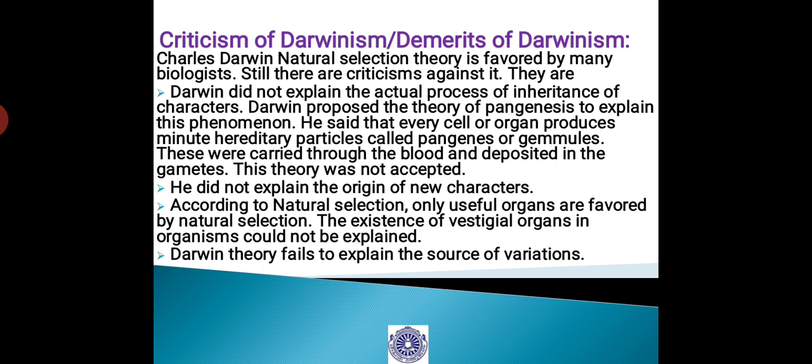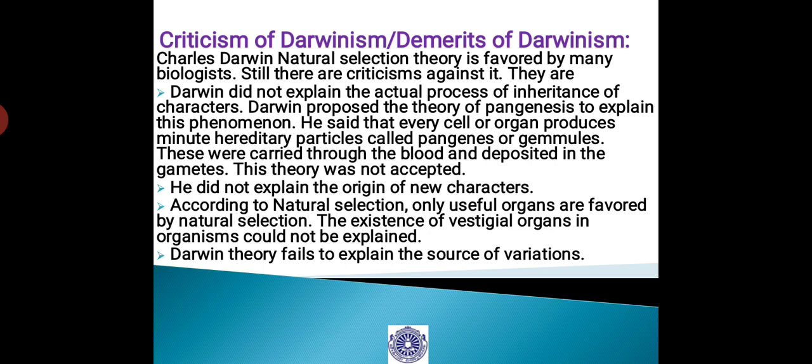And according to natural selection theory, only useful organs are favored by natural selection, and the existence of vestigial organs in organisms could not be explained. You know what vestigial organs are? Though these vestigial organs do not have any function, still they are present in different animals, and there is no explanation given by Darwin with regard to these vestigial organs. So though these vestigial organs are present, there is no substantial explanation given by Darwin regarding that. So this is another drawback or demerit of Darwinism.